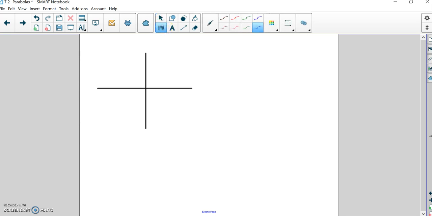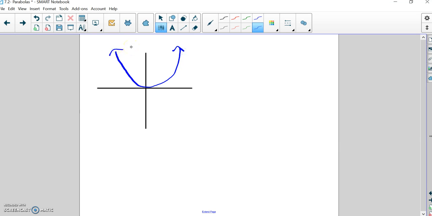So, you guys have worked with parabolas earlier in the year, so we already know what a parabola looks like, but we're going to do a little bit more complicated stuff with it here and talk about how it relates to being a conic section. So, I'm going to go ahead and draw a parabola here.